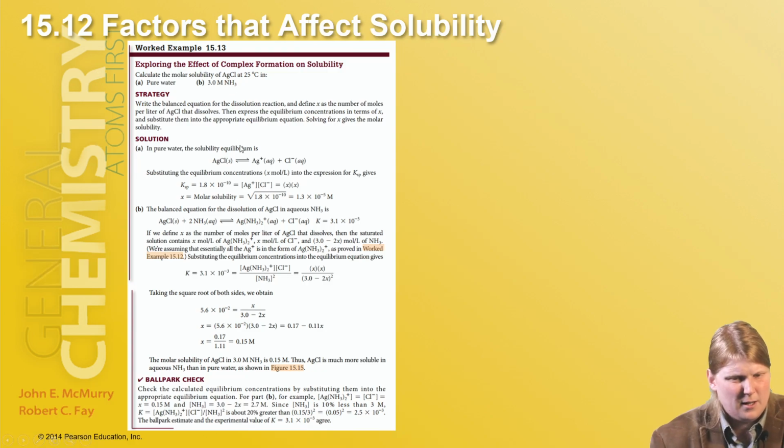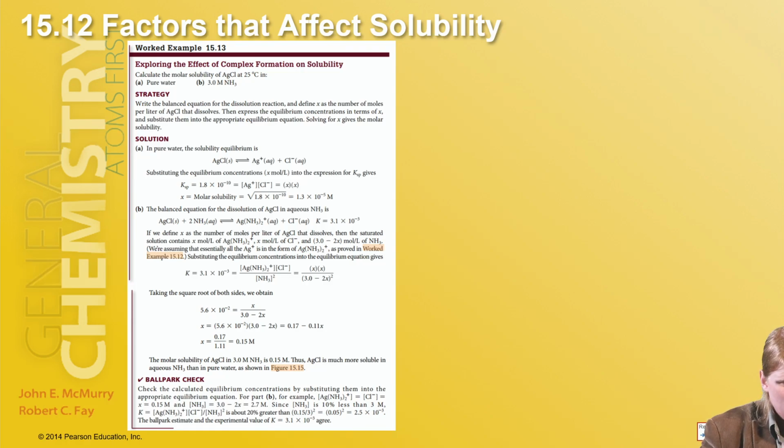Finally, we'll look at another example here affecting the molar solubility of silver chloride in pure water and then in the presence of ammonia. So in pure water, we can just substitute these in. Again, we have to look up the value for the Ksp because they didn't give it to us in the problem. So we go back and we get that, and then we're able to calculate the molar solubility from the balanced equation here.